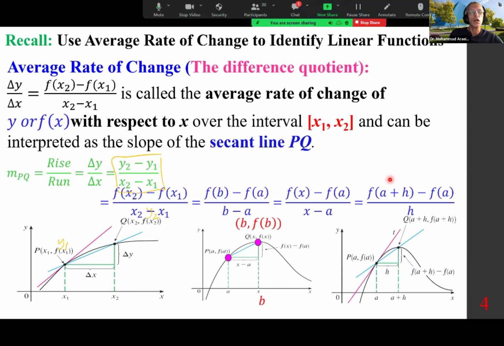The point being, all of this is different writing of the same concept known as the average rate of change of y with respect to x, also known as a slope of a secant line.